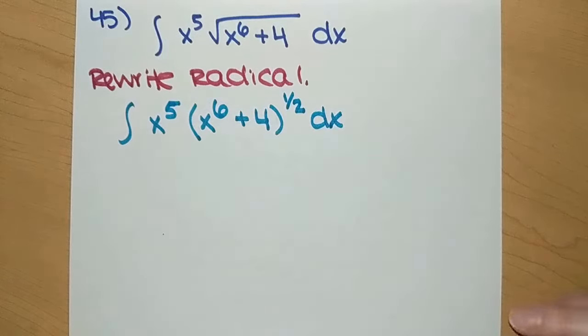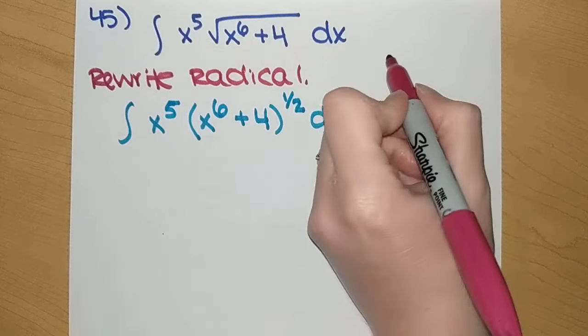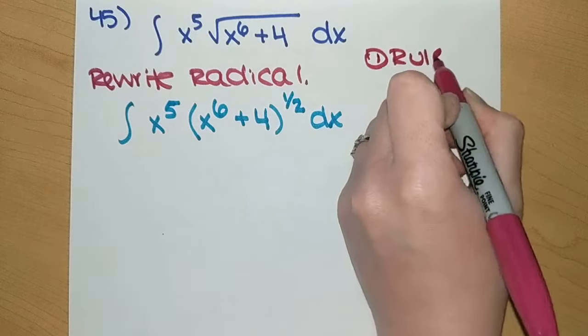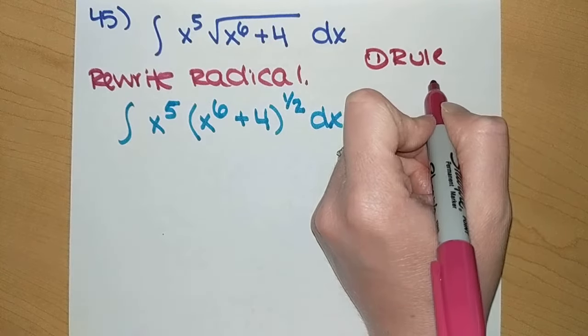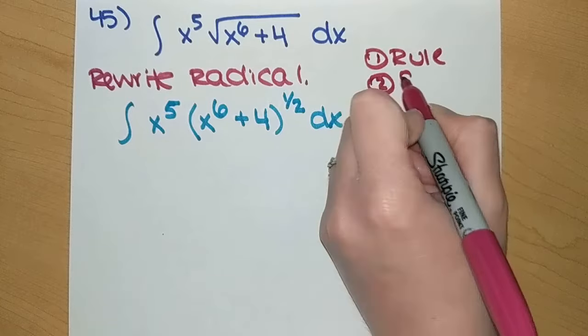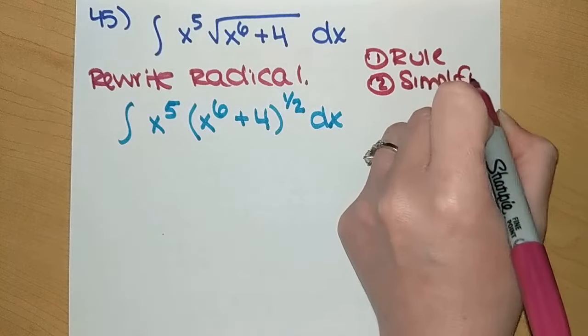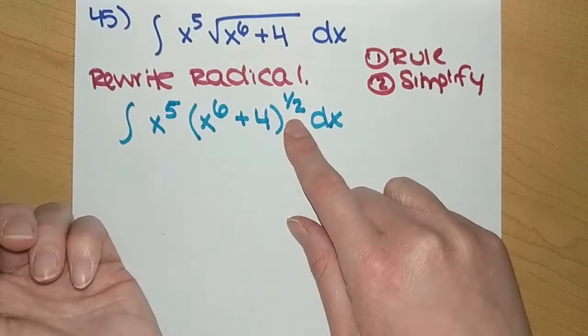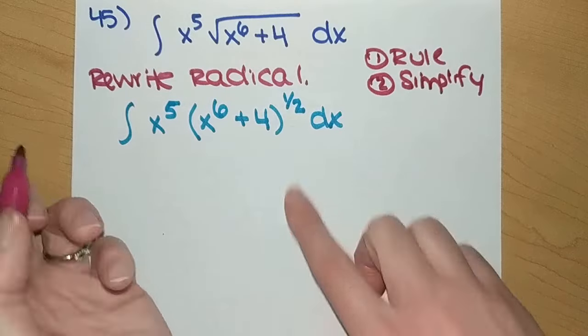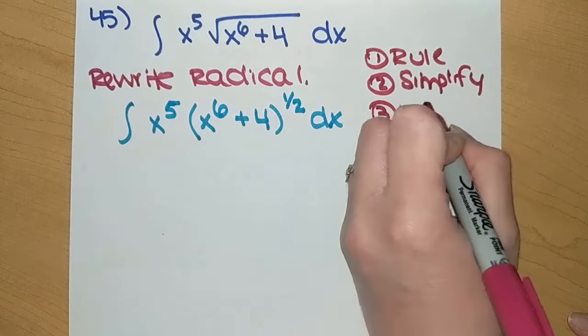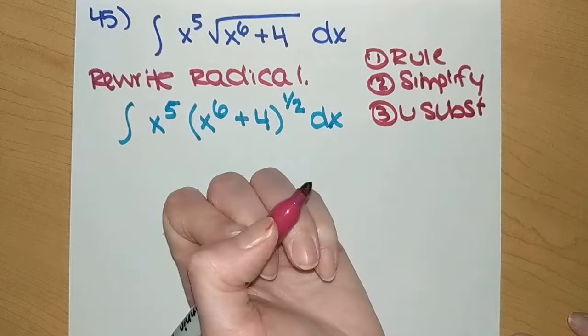Okay, now in terms of your integration, once you rewrite the radical, this is the process you go through. You ask yourself, is there a flat out rule that tells us that integral? And there isn't. So then you go to the second step, which says that you can simplify. And in this case, you've simplified as much as you can with this 1/2 rewrite. And so the third method leaves us with u substitution.